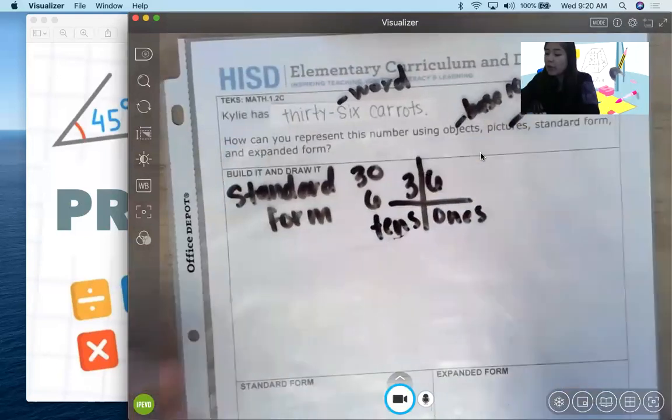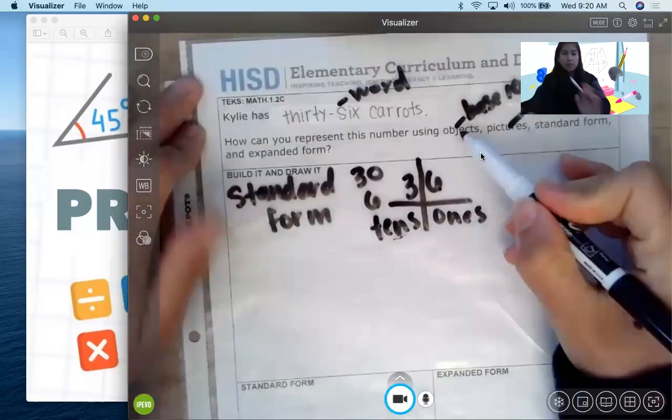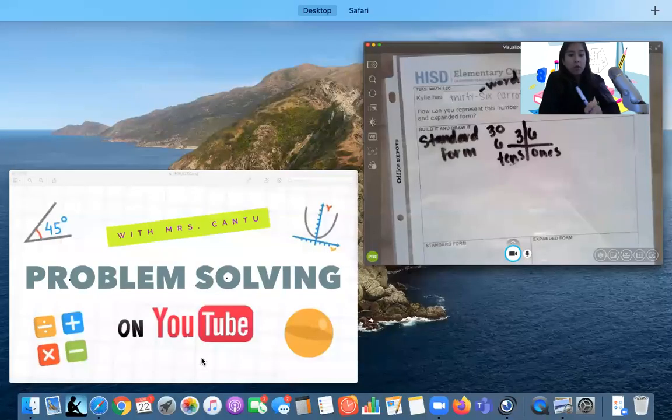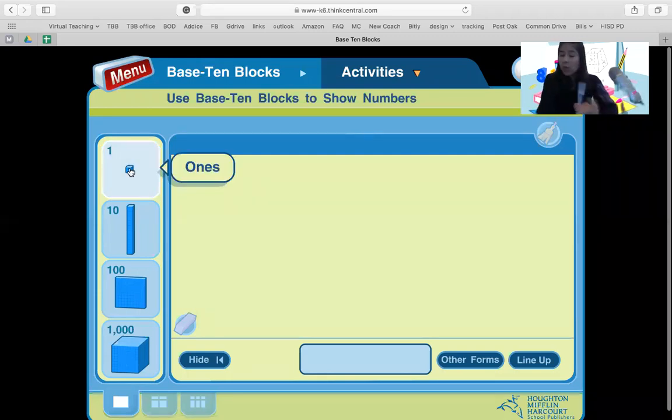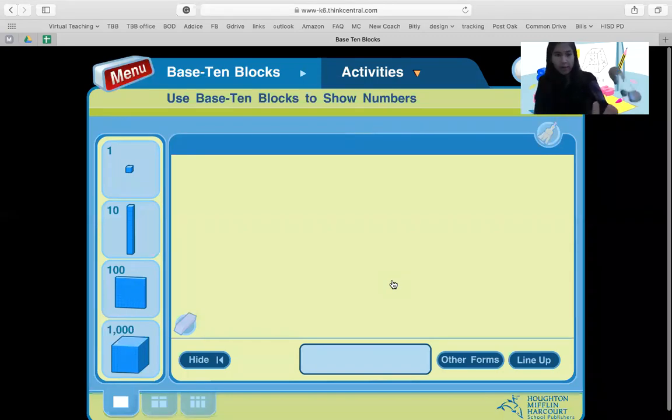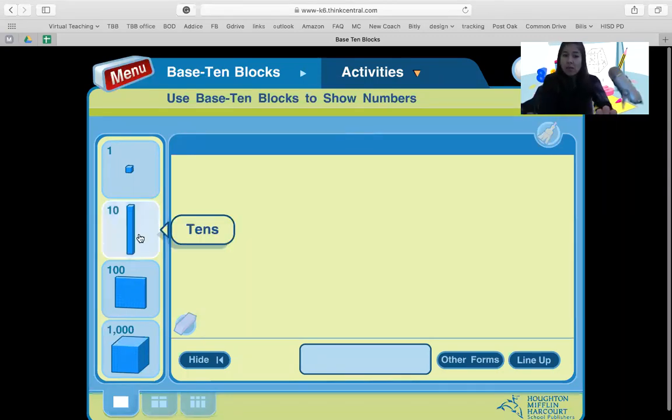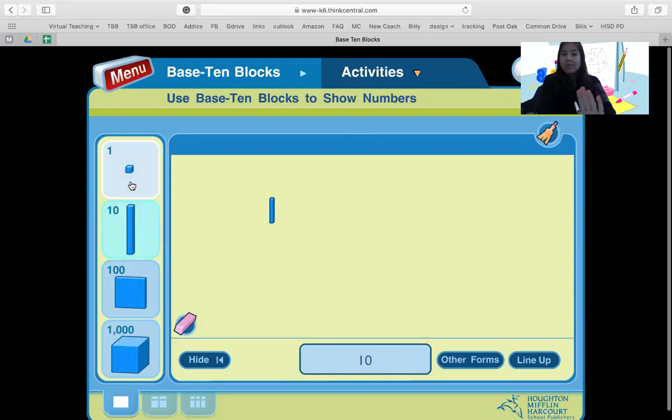All right, so now that I know that I'm going to need 6 ones and 3 tens, I'm going to move on to use objects to represent my number. And remember, I told you I found some online. So here we go, boys and girls, base 10 blocks. And I need 6 ones and 3 tens. So the first thing that I'm going to do is start off with my largest place value, which in this case is tens. Now I can just come over here and put a 10 down. Now what I want you to remember is, how many ones do I need to make up that 10? So we're going to build a 10 using ones.